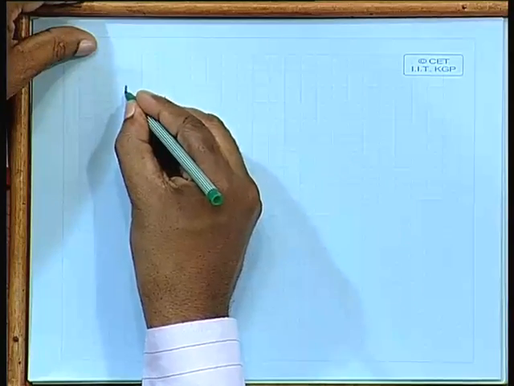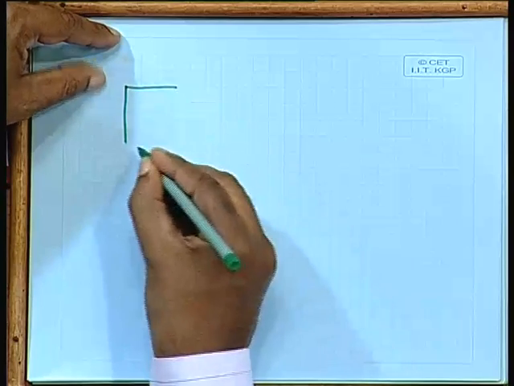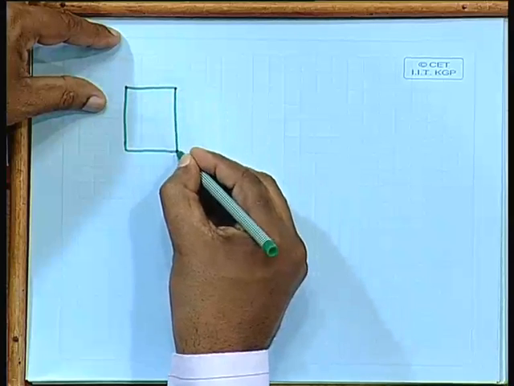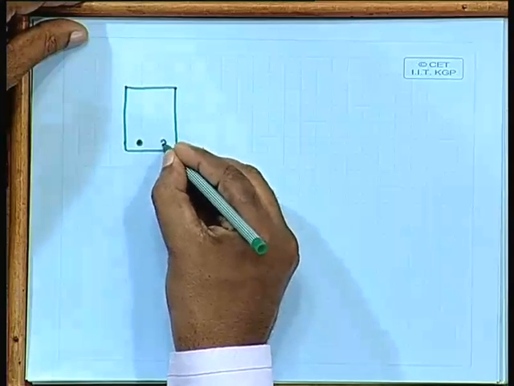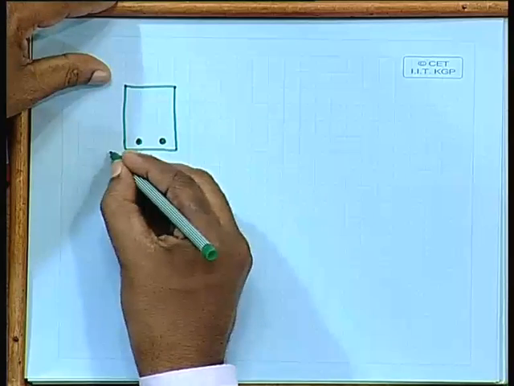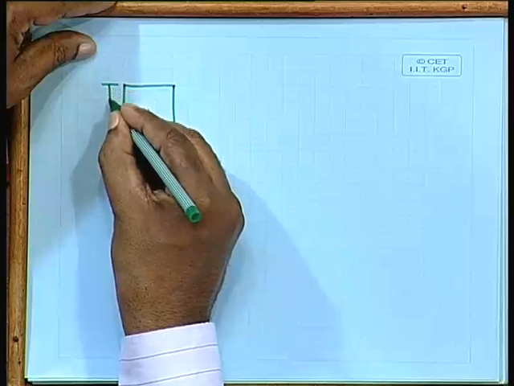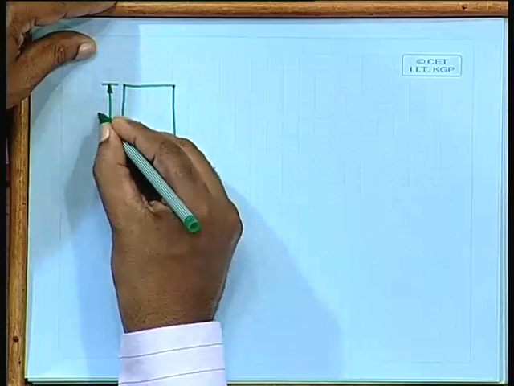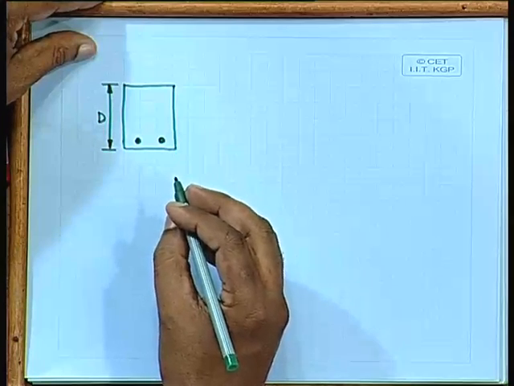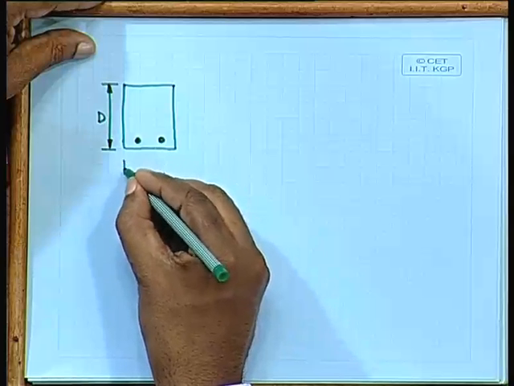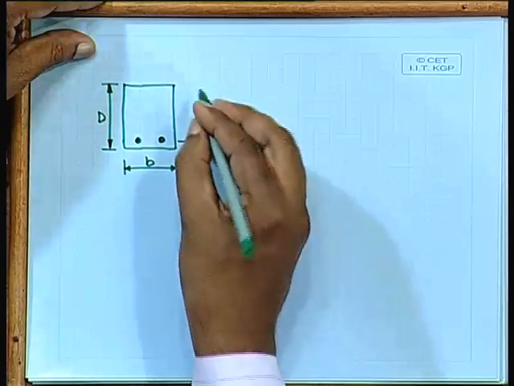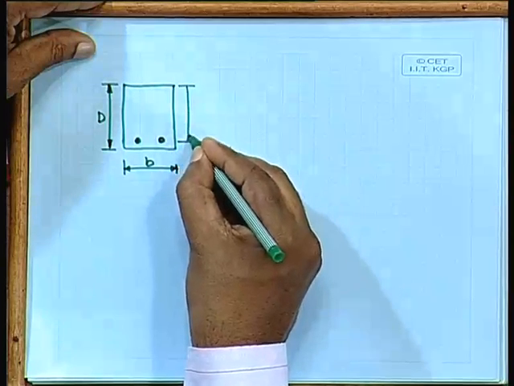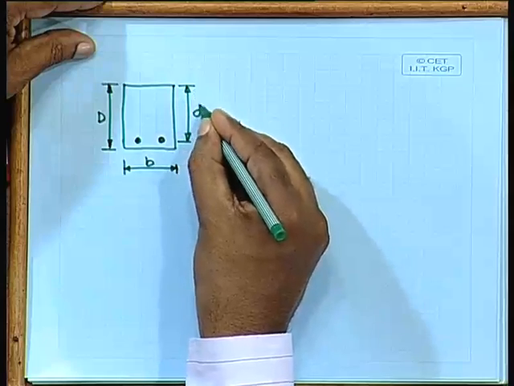What we shall do now, let us take one example. We would like to find out a formula, and we are working on the working stress method. Let us provide just 2 bars. That depth, overall depth, we consider as overall depth, capital D, width B, effective depth small d.